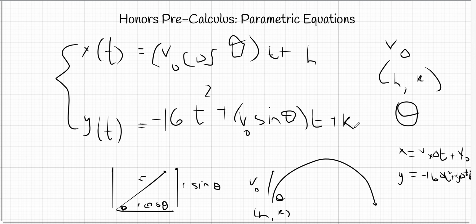Most likely you're not going to be asked to simplify v0 cosine theta, because then you're going to lose precision in your answer. You're going to get some decimal most likely, unless it's like 30 degrees, 60 degrees, or 45 degrees, something that you memorized in trig. So more often than not, you're going to leave it as some number times cosine of some number and some number times sine of some number, instead of simplifying it down using your calculator.